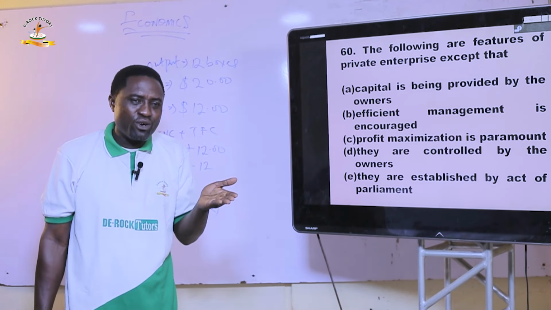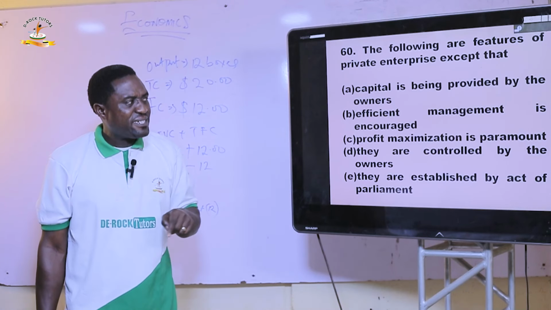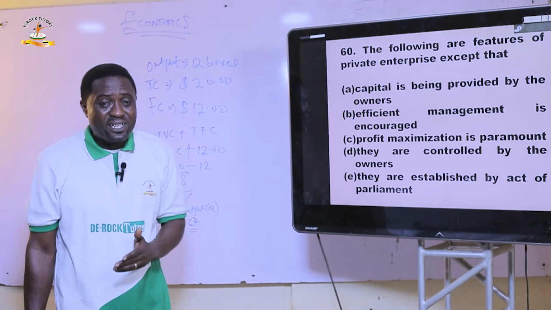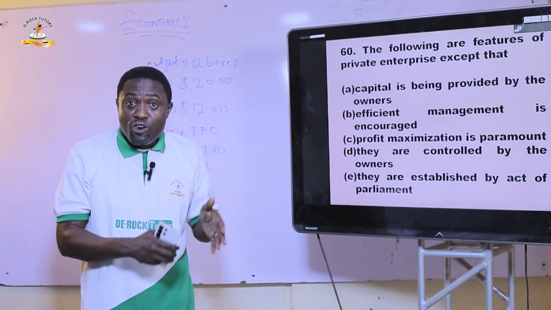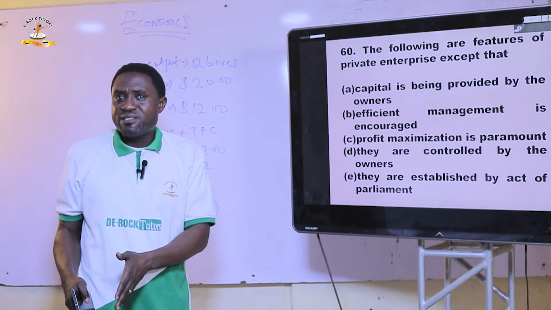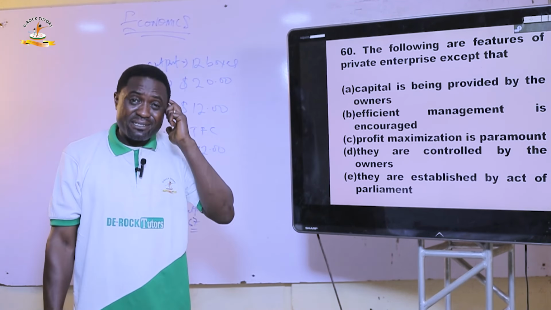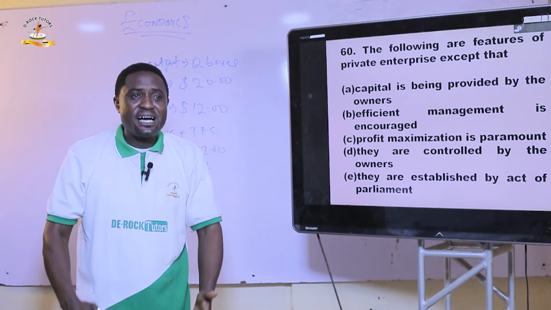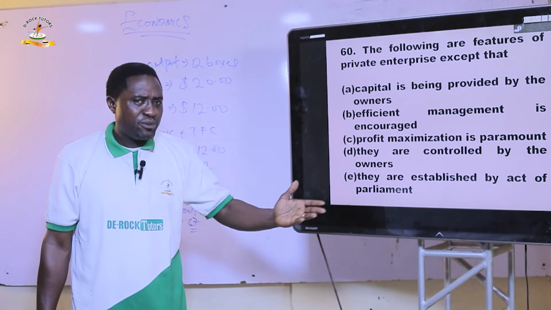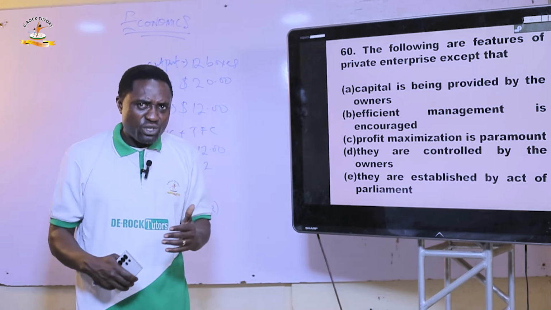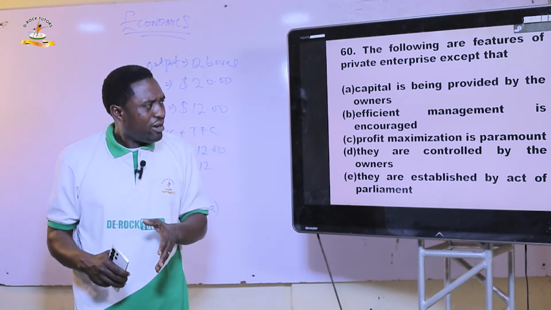Efficient management is encouraged. Profit maximization is paramount. You want to make profit. That's the reason why a lot of people are leaving government jobs for business, because you just want to make profits so that things can work out better for you. Profit maximization is paramount. So that is one of the features of a capitalist economy.